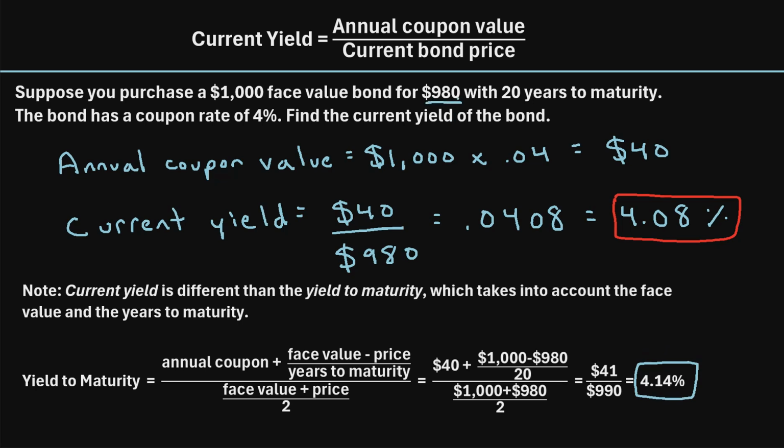For this example, the yield to maturity takes into account the fact that we bought the bond for less than the issue price. So we bought it for $980, but the issue price or the face value was $1,000. So because we got a discount when we bought it, the yield to maturity formula takes that into account. So it turns out that the yield to maturity, that percentage is a little bit higher than the current yield. So just keep that in mind. The current yield and the yield to maturity won't always be the same.